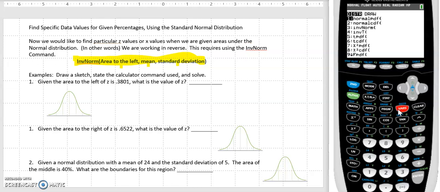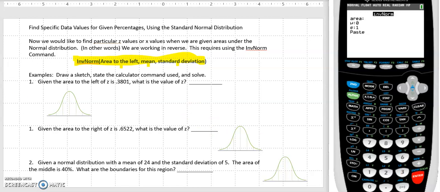Choice 1 we're not going to ever use. Choice 2 is if we know the z values or the x values and we're trying to find the area, then we use normal CDF. Choice 3, inverse norm, is if we know the area and we're trying to find a z value. That's the command we want to use, and we've got three things to input into that command: area to the left, the mean of the distribution, and the standard deviation.